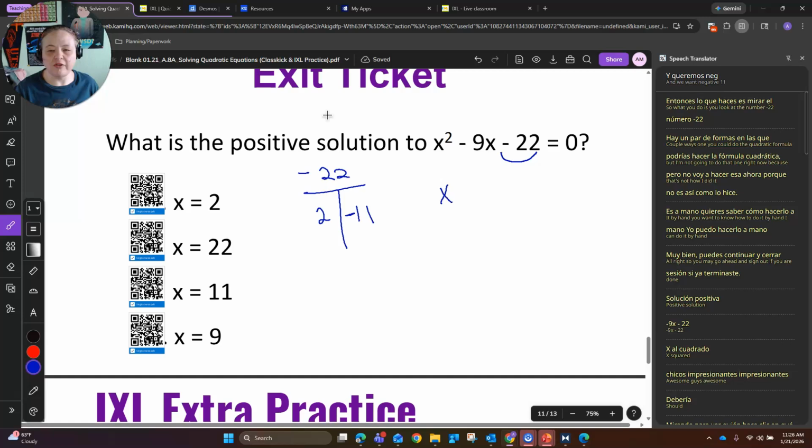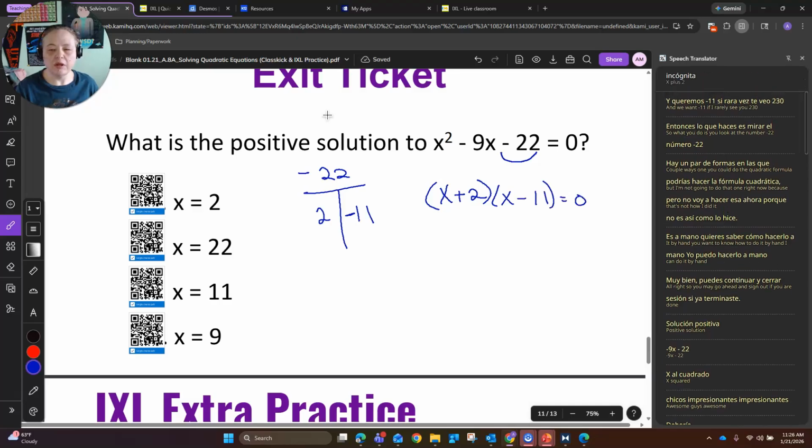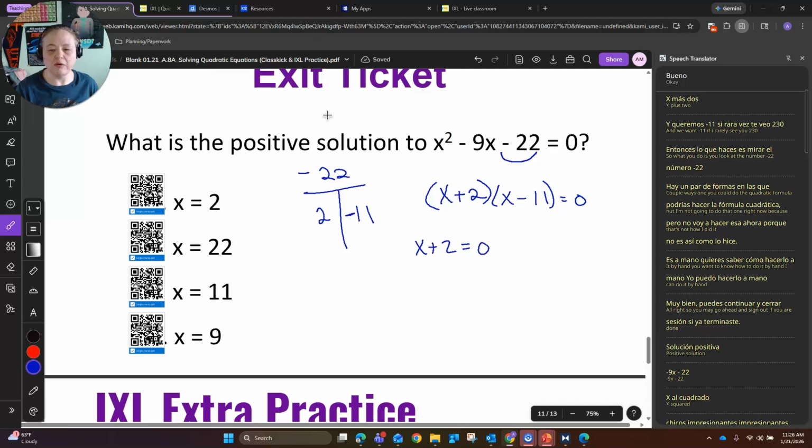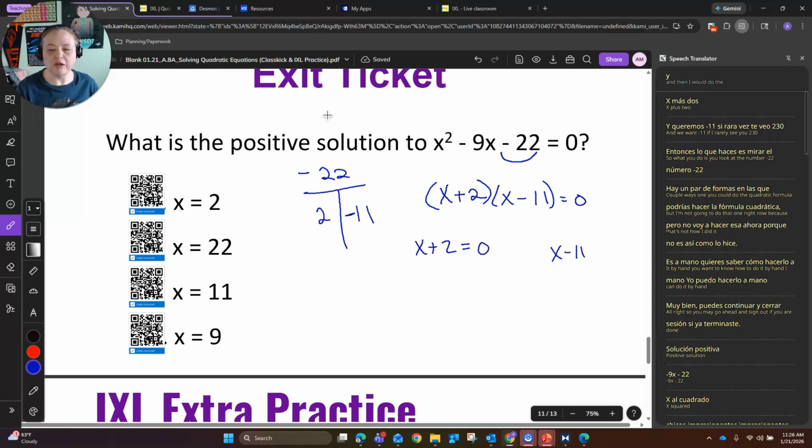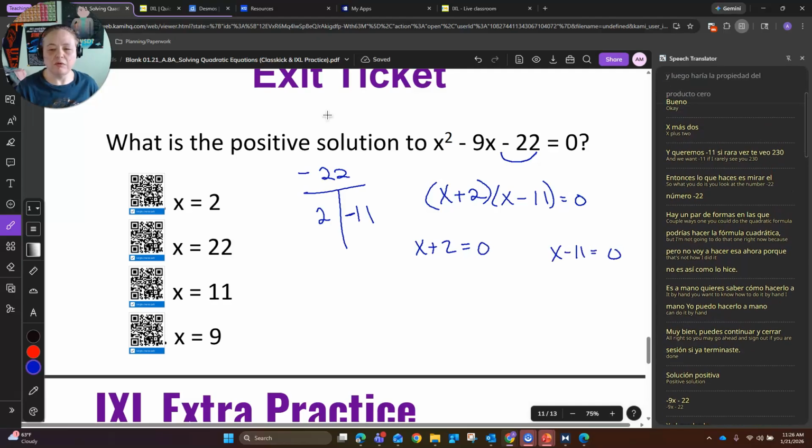So this factors to x plus 2, x minus 11. Okay. And then I would do the zero product property. So I put x plus 2 equals 0, x minus 11 equals 0. And so x is negative 2 and x is positive 11.